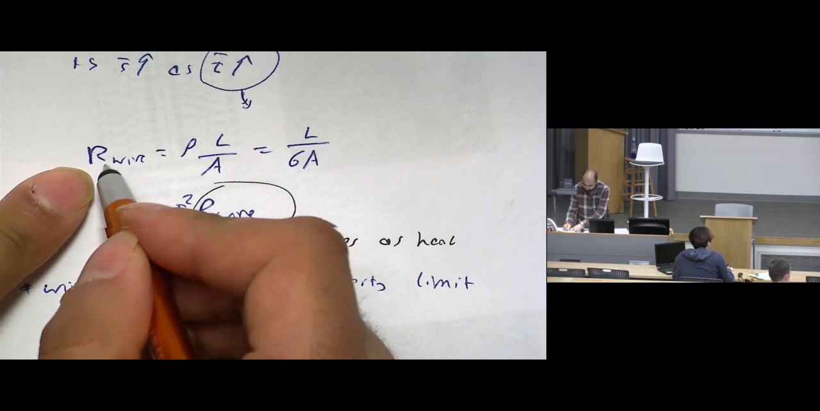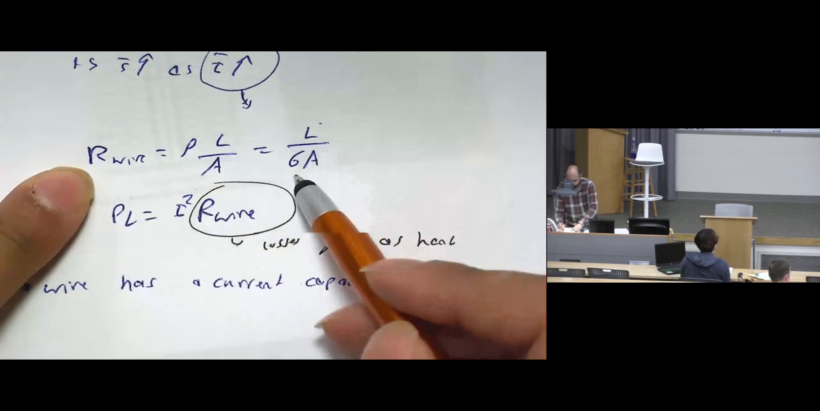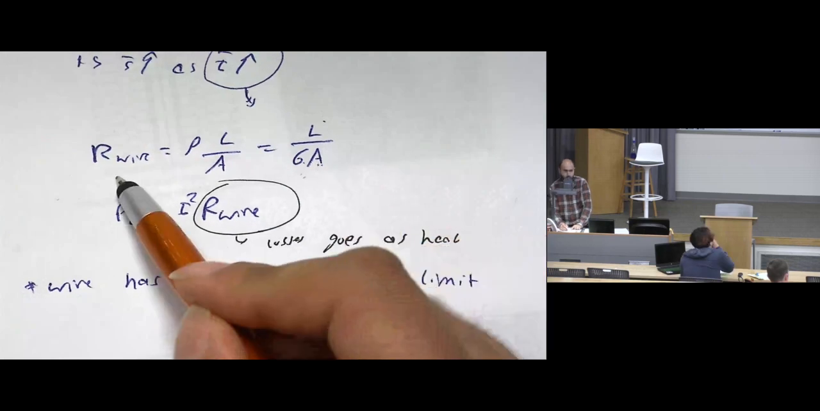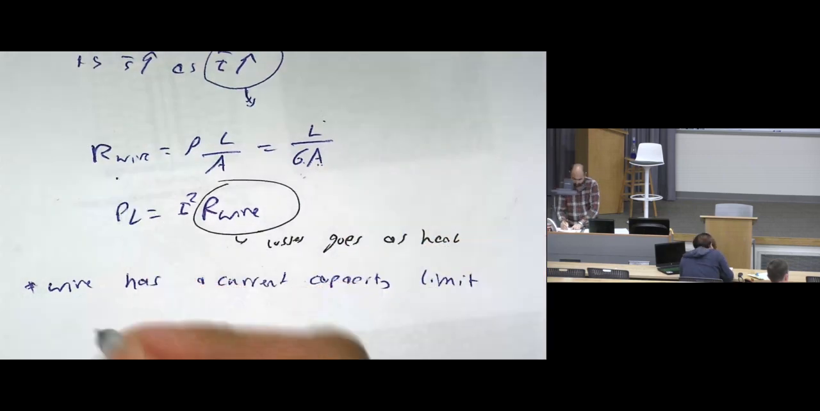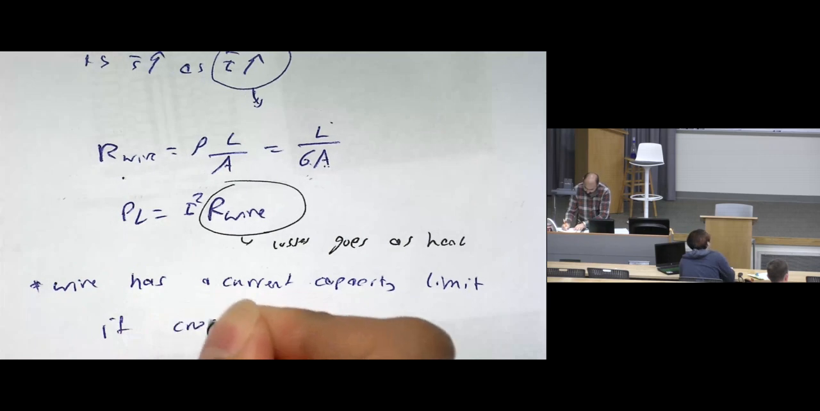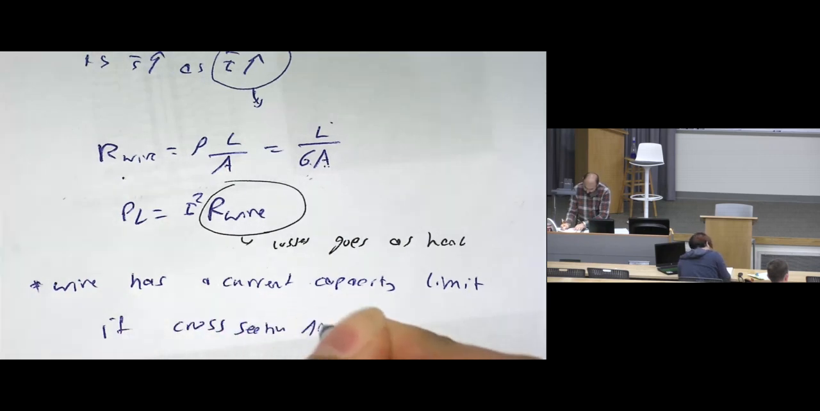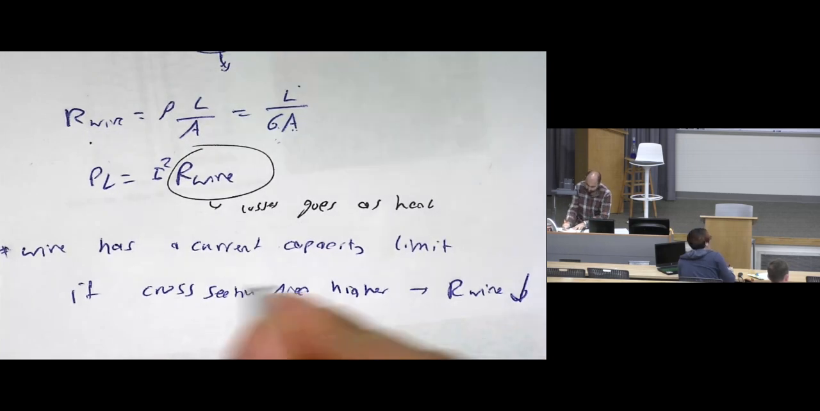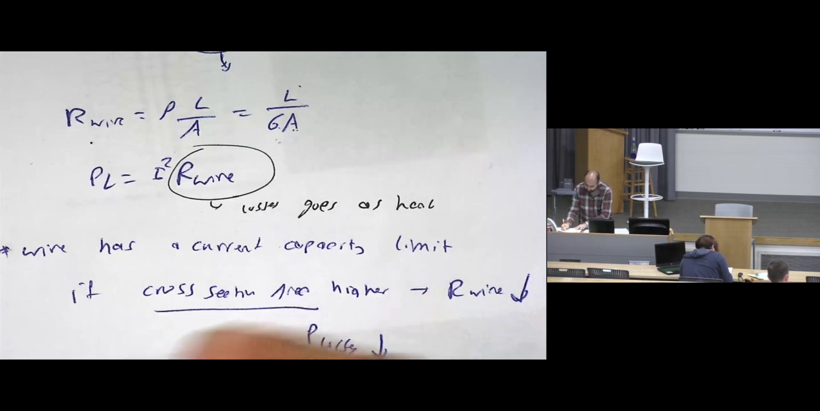And let's look at the wire resistance, L over sigma times A. If the cross-section area is higher, the resistance of the wire will get lower. And what's happening? The loss is lower, which means if the cross-section area is higher, then the current capacity is higher.